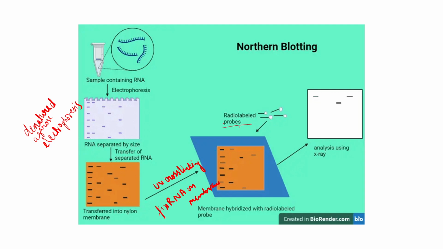So I have explained how we add the radio labels to the probe. This probe is added onto the membrane. So wherever the complementary sequence will be there, the probe will bind to those sequences, and then we will analyze using X-ray, because it's a radio labeled probe. So we'll use X-rays to visualize it, and the bands where the probe has hybridized, where the probe has bound, they will be visible because they will be radioactive, so they will be visible under X-ray. Okay, so this is a simple schematic for northern blotting. I hope that's clear.